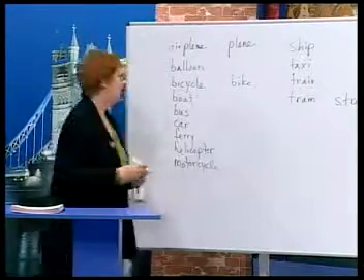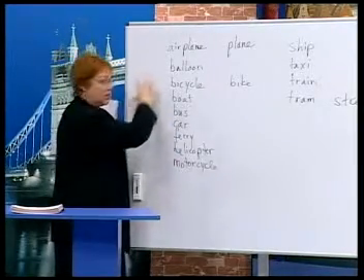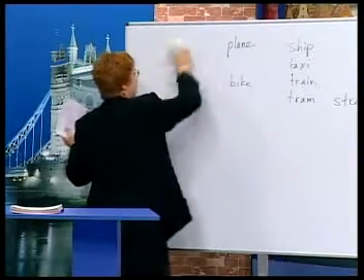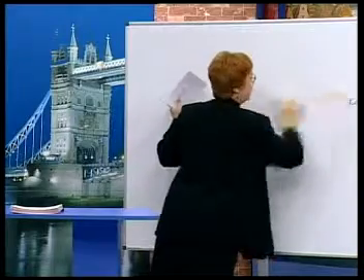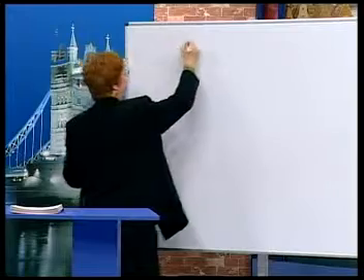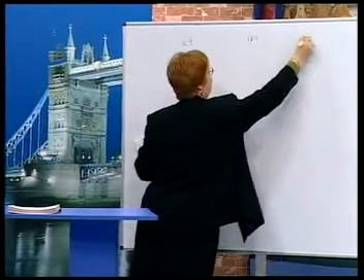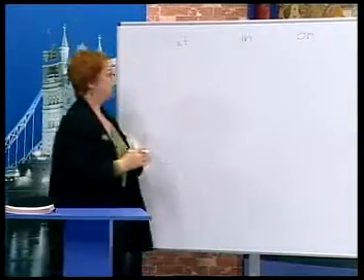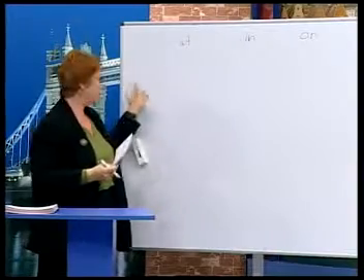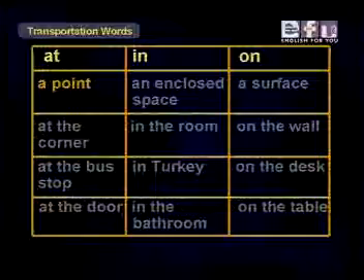Okay, now we're going to look at prepositions because we use prepositions with these nouns usually when we talk about traveling. So let me show you the prepositions that we usually use. One is at, in, and on. Now, we usually use at for a point, a special place, okay? So we use at a point.